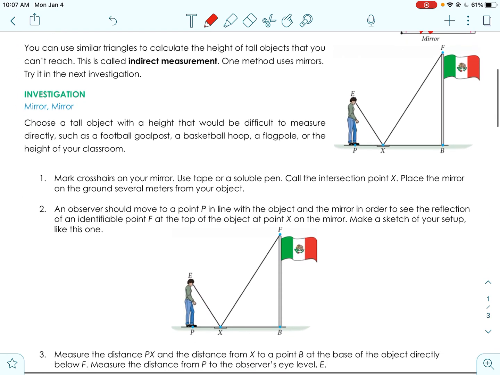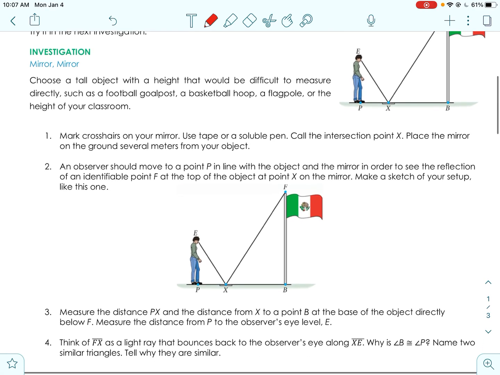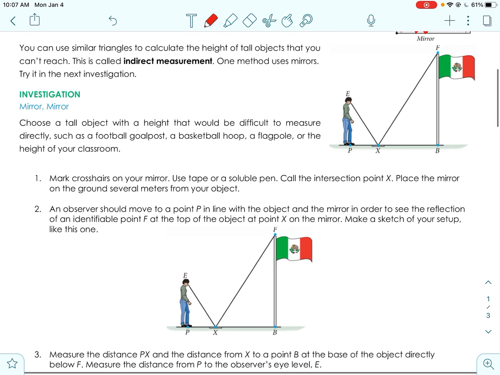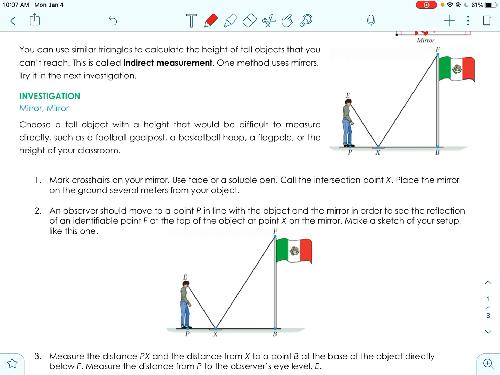So the first method that we're going to look at is called the mirror method. And if we were in person and able to go outside or around the school, we would actually take mirrors and do this activity. Instead, we're just going to look at a picture of a guy standing by a flagpole and talk about how we would do this.